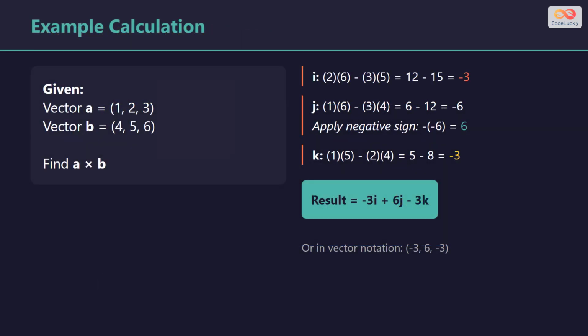Let's try a real example with numbers. We have vector A as 1, 2, 3, and vector B as 4, 5, 6. For the i component, we do 2 times 6 minus 3 times 5, giving us negative 3. For j, we calculate the determinant and get negative 6, but then we apply that special negative sign, making it positive 6. For k, we get negative 3. So our final vector is negative 3i plus 6j minus 3k.